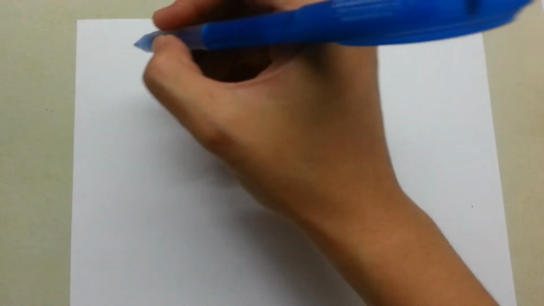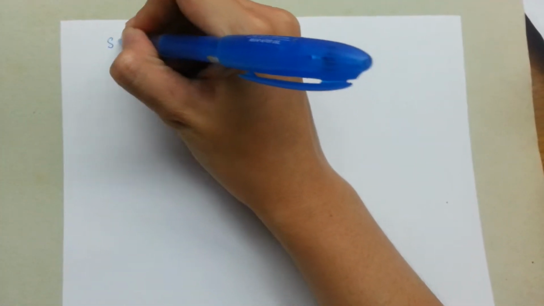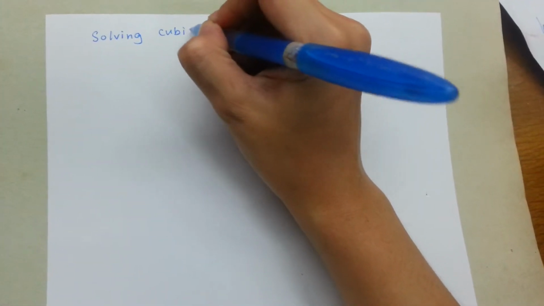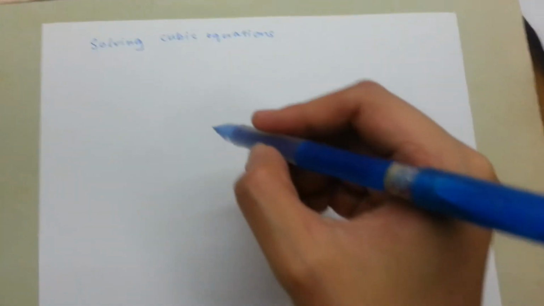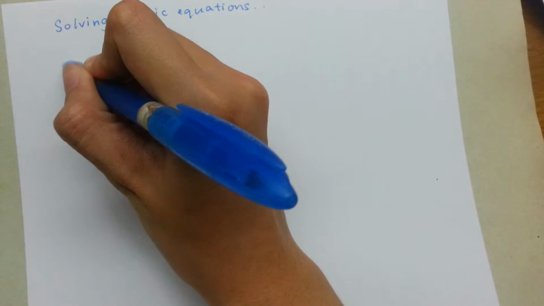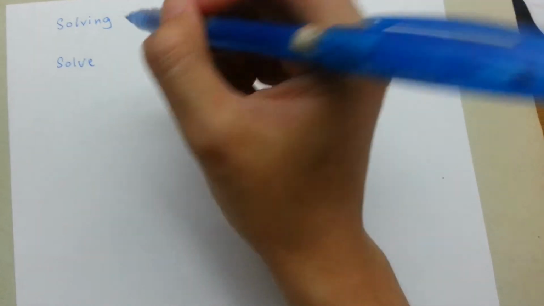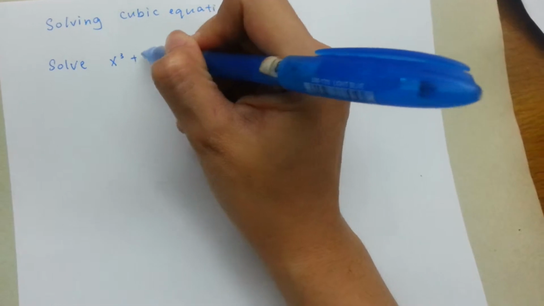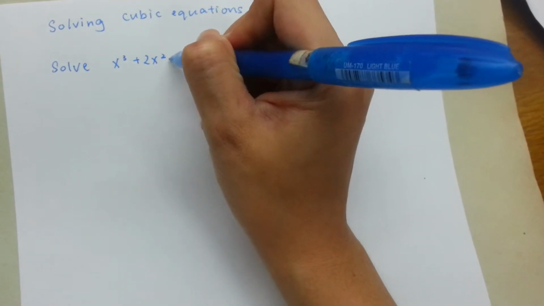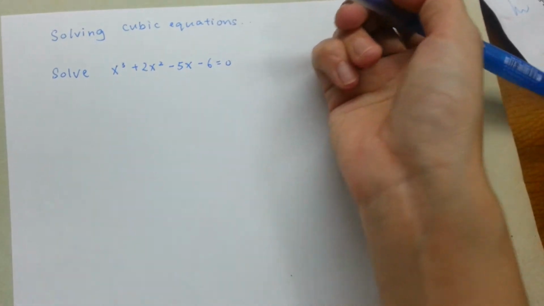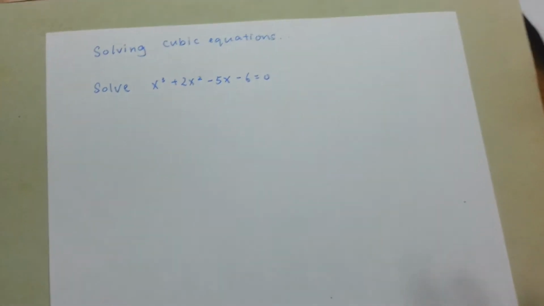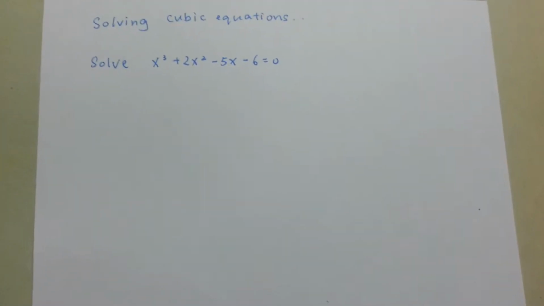Today, we're going to talk about cubic equations and how to solve them. For example, a question in the exam might ask you to solve this: solve x cubed plus 2x squared minus 5x minus 6 equals to 0. I'm going to cover the steps on how to write proper working for this.